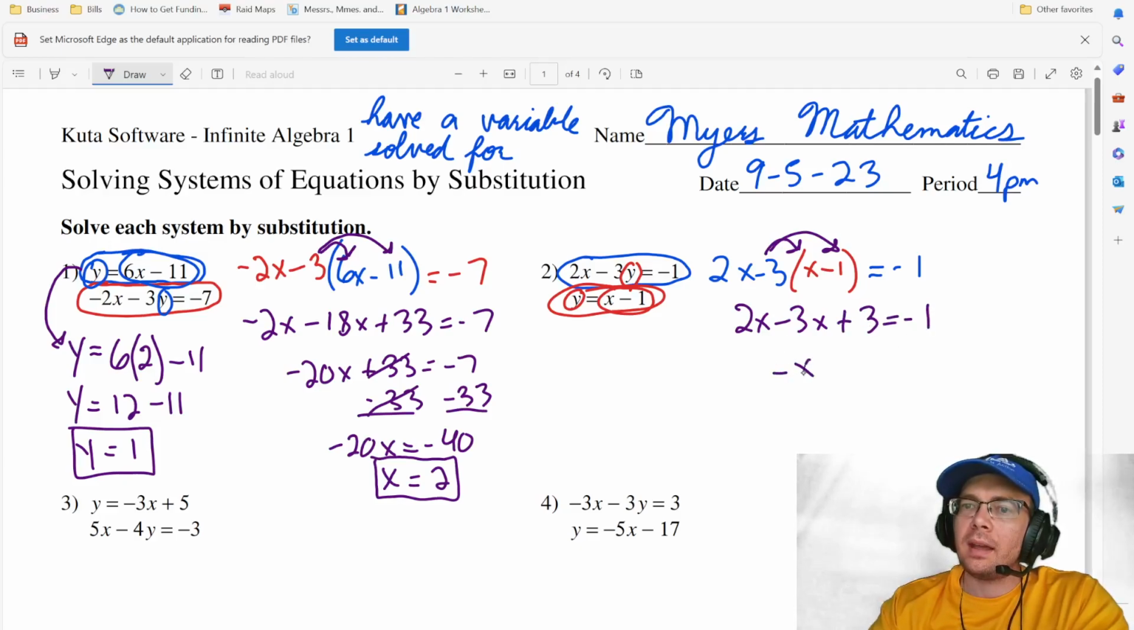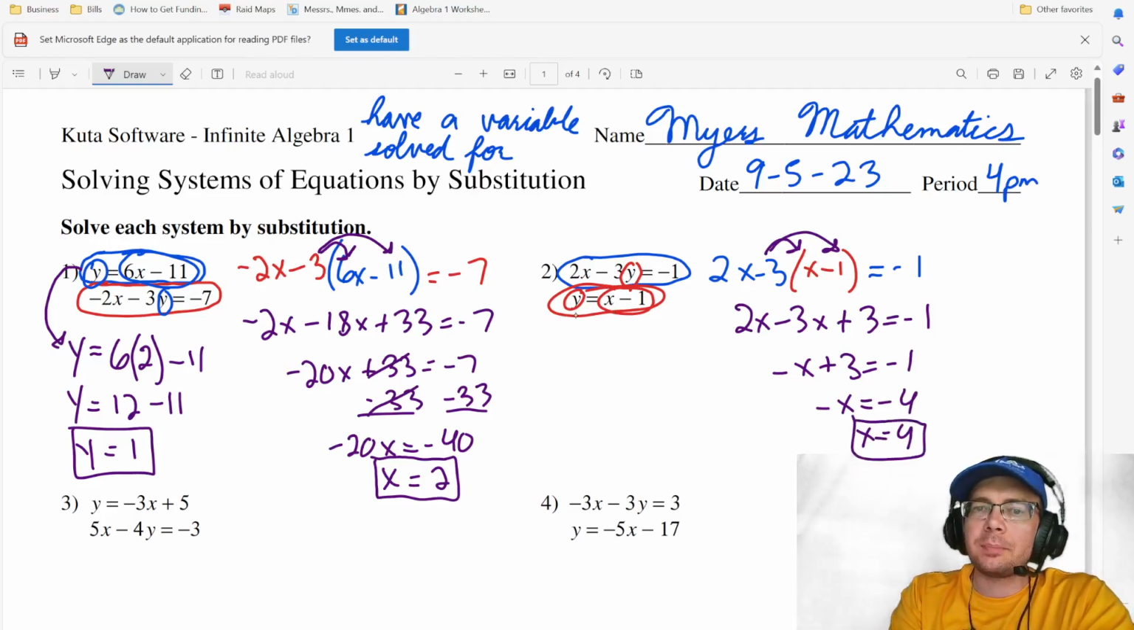So that's going to be negative x plus 3 equals negative 1. Negative x, I'm going to be subtracting 3 from both sides. X equals 4. All right, then I just plug it back in. So y is equal to, x is equal to 4. So that's 4 minus 1, which is 3. Y is equal to 3.